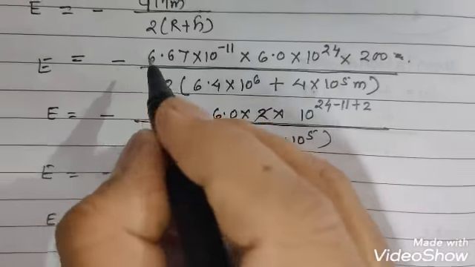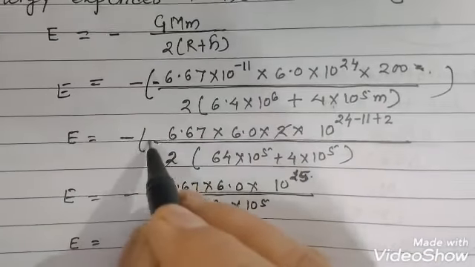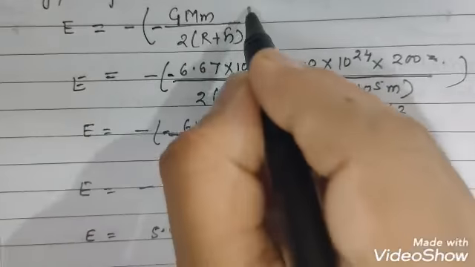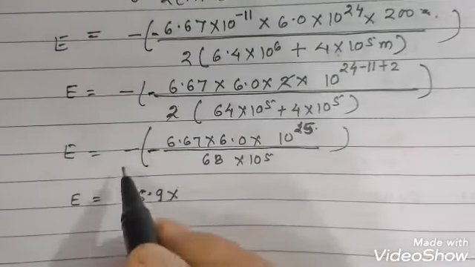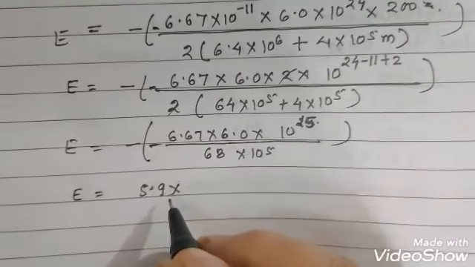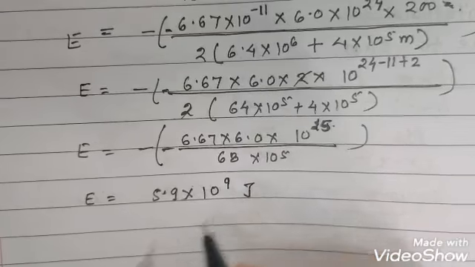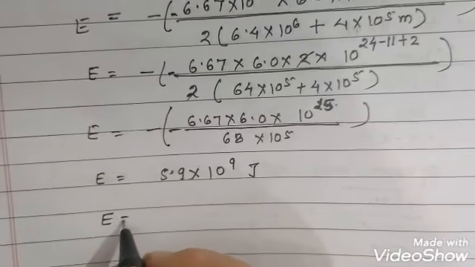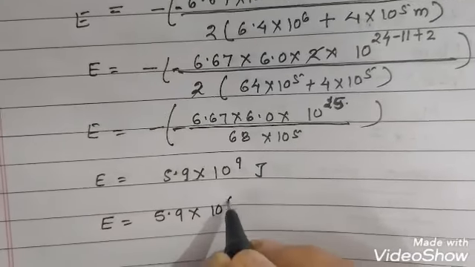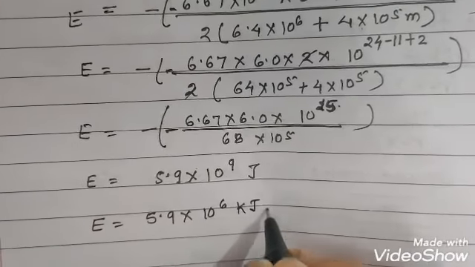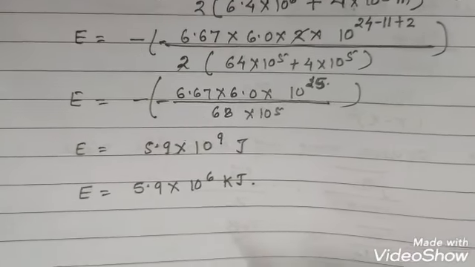One more thing, this minus and the minus of the total energy would be cancelled. Total energy is coming in minus only. So this will be plus 5.9 into 10 to the power 9 joule. Or if you want to write it in kilojoule, that is 5.9 into 10 to the power 6 kilojoule. So this much energy is required to launch the rocket.